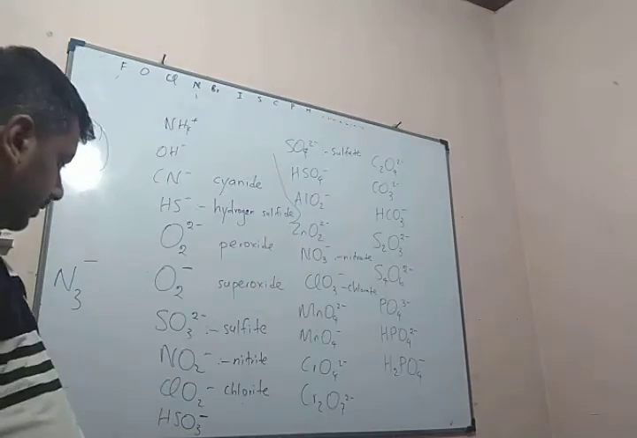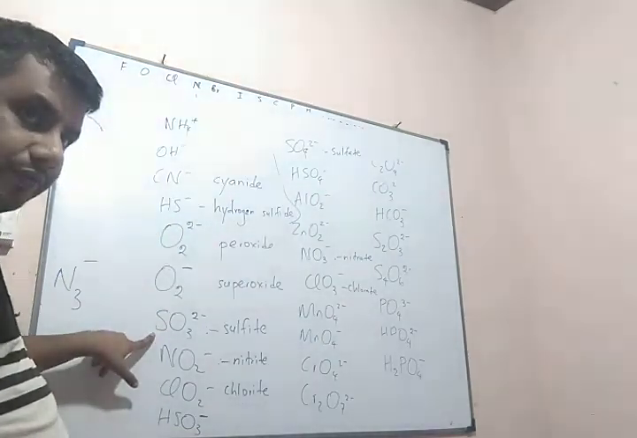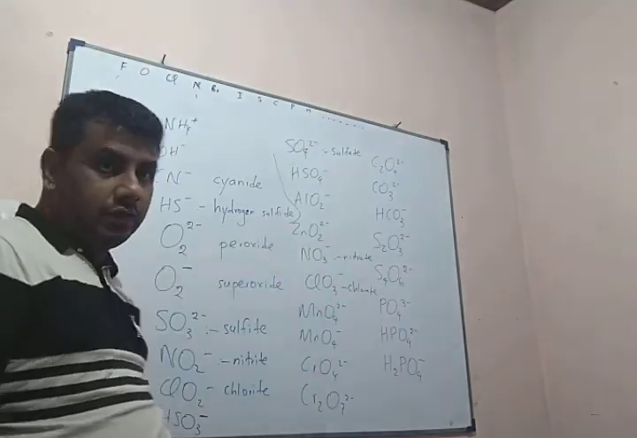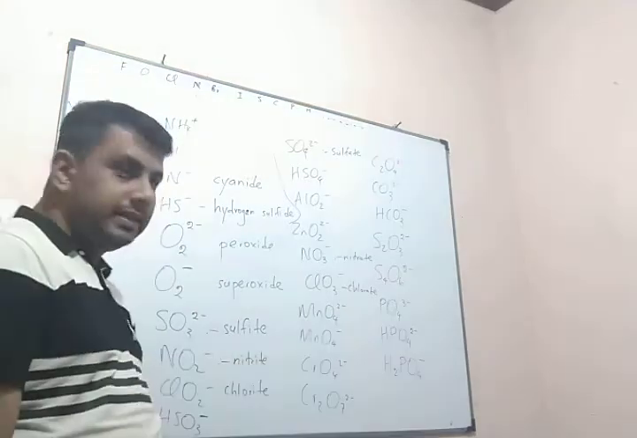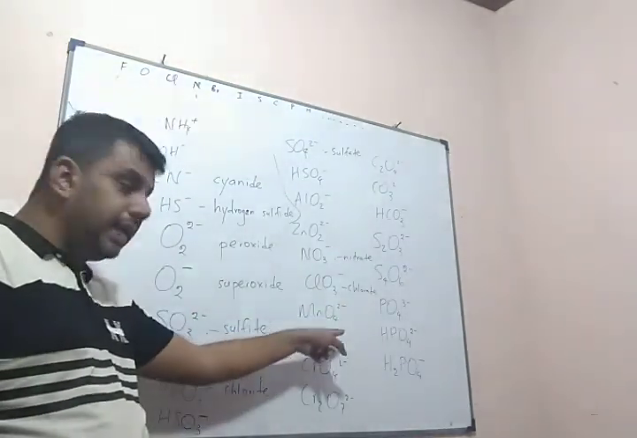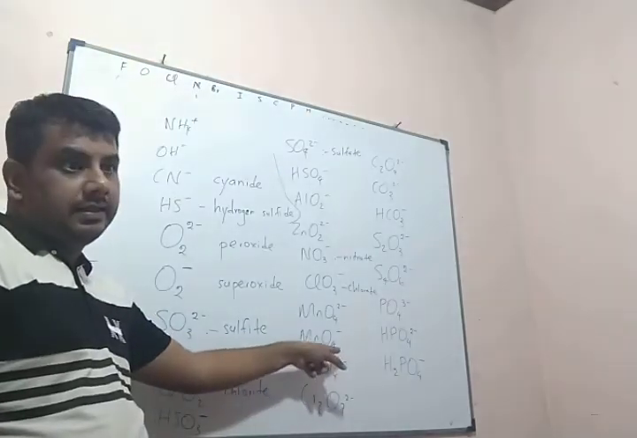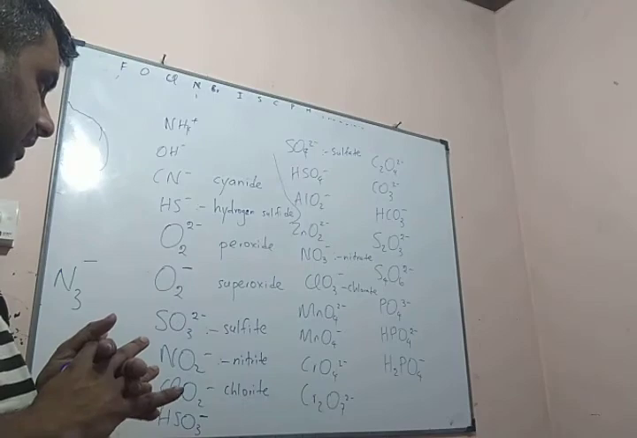Right. So what's the oxidation state in SO3 2 minus and SO4 2 minus? This is +4, this is +6. And what about MnO4 2 minus and MnO4 1 minus? This manganese is +6, this manganese is +7. So this is manganite and this is manganate, right? Okay. But there's a problem.